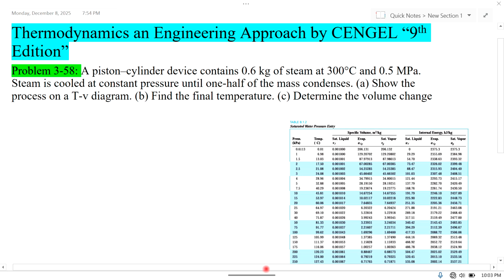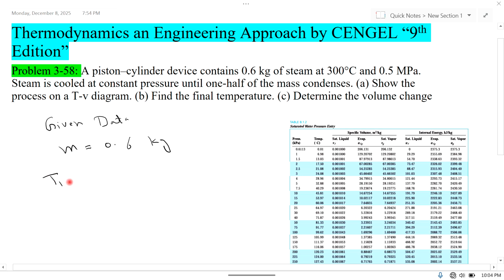Bismillahirrahmanirrahim. In this lecture, I am solving problem 3.58 from the book Thermodynamics in Engineering Approach by Cengel 9th edition. The statement of the problem is: a piston cylinder device contains 0.6 kilogram of steam. So, mass is given to us as 0.6 kg, at 300 degrees centigrade and 0.5 megapascal.